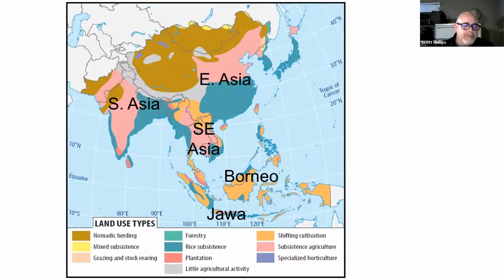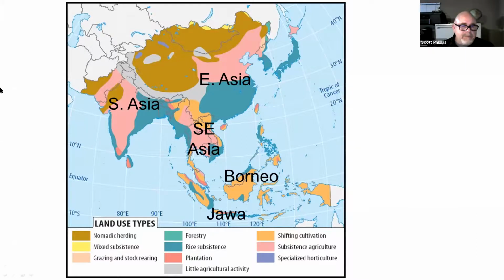If we look at agriculture, one thing we've talked about in tropical environments is how shifting cultivation is a common type of subsistence agriculture. Remember, in tropical environments, oftentimes the soil quality is poor, and so people have to resort to what we call slash and burn, or subsistence agriculture.